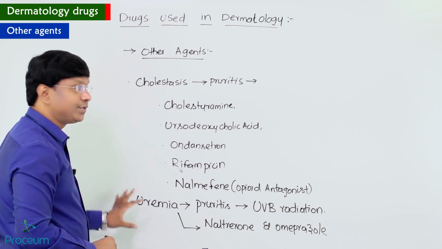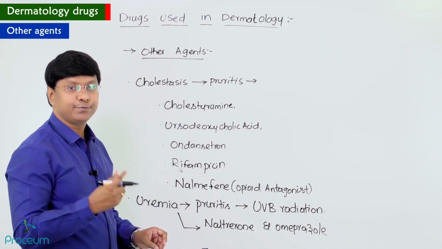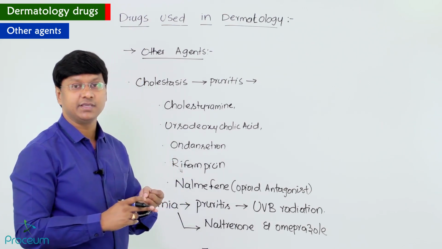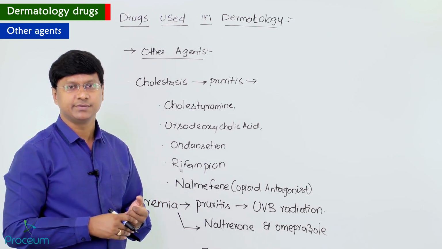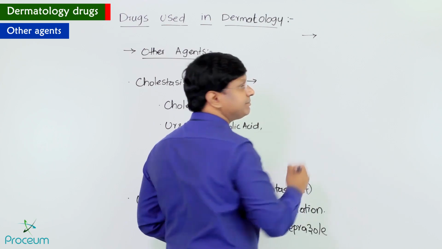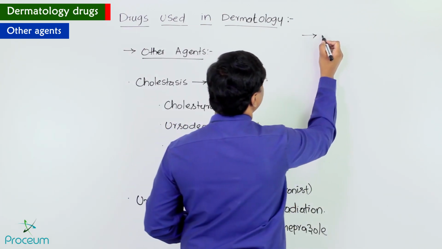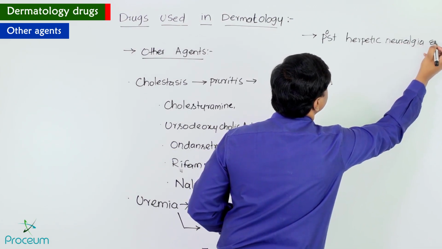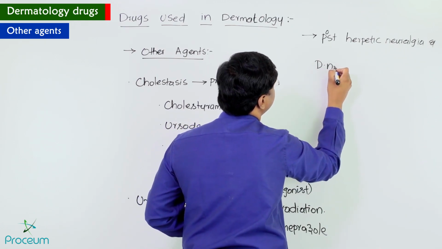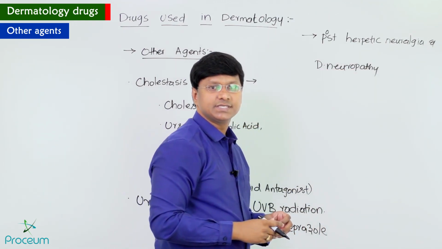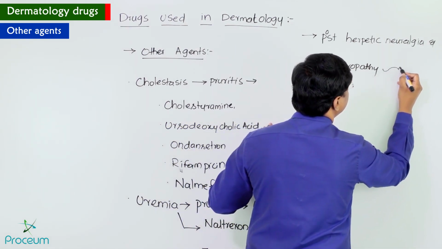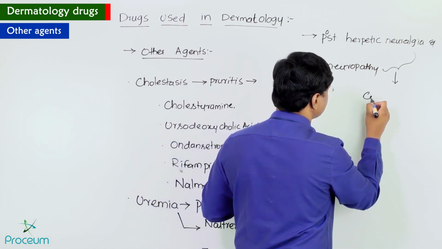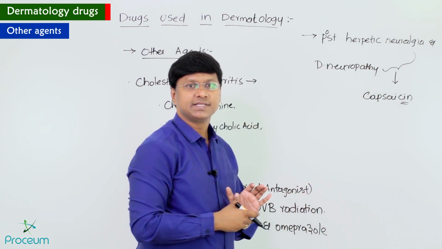Next, take clinical conditions like post-herpetic neuralgia. In post-herpetic neuralgia as well as diabetic neuropathy, the individual will have burning sensations over the skin. These painful burning sensations of post-herpetic neuralgia and diabetic neuropathy can be treated by a substance called capsaicin.